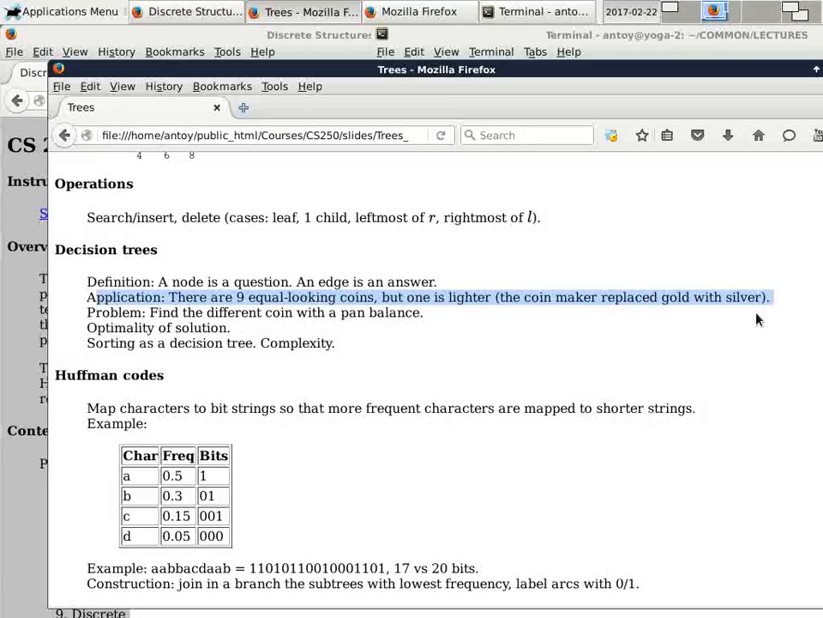These are called decision trees. These are good only if you don't have too many branches, otherwise you have a combinatorial explosion. This is also a good example of running time because we have an algorithm where the size of the input is the number of coins. The number of steps is how many times you weigh a set of coins, and you can discuss the optimality of the algorithm.